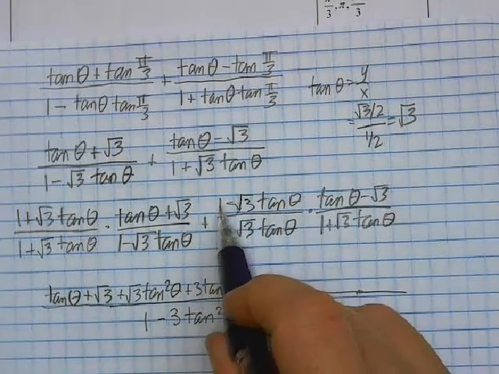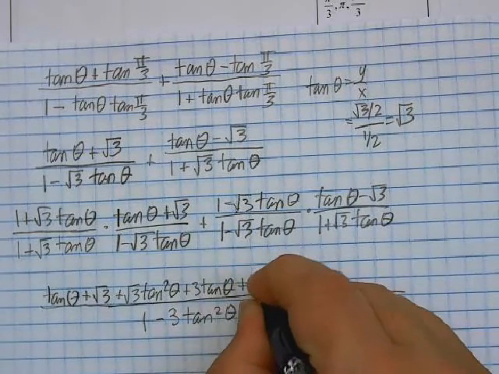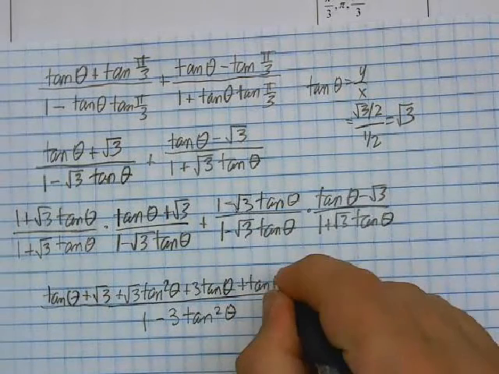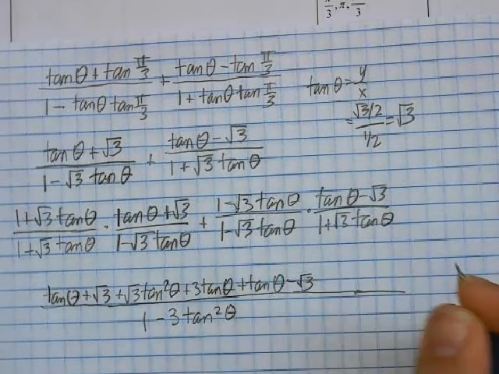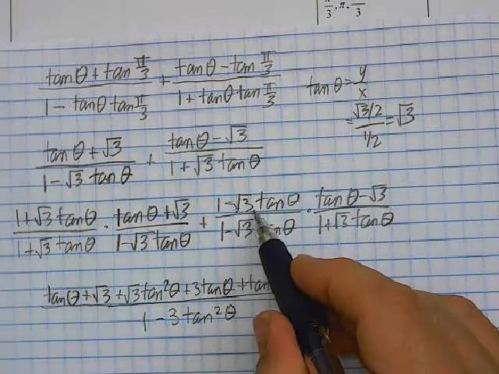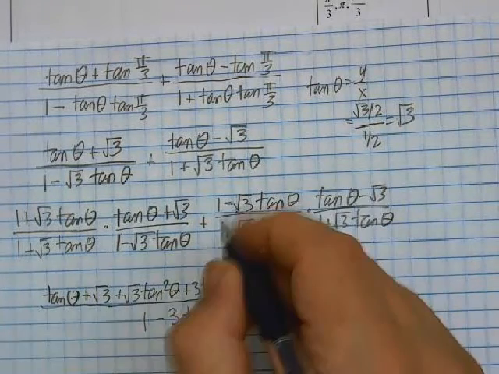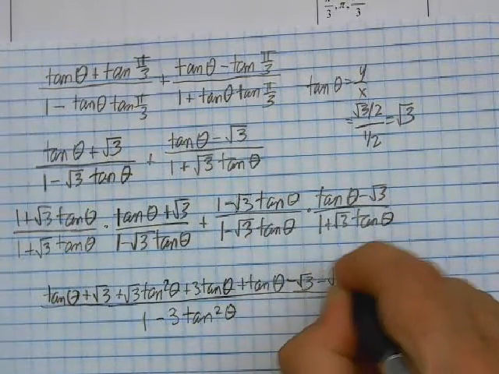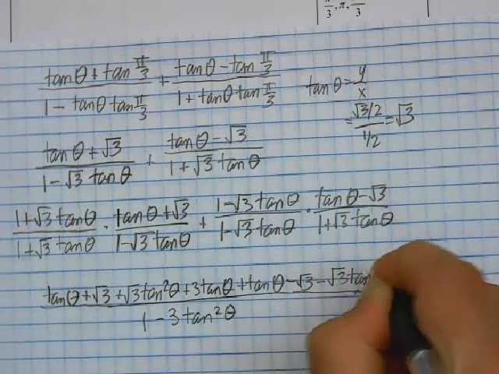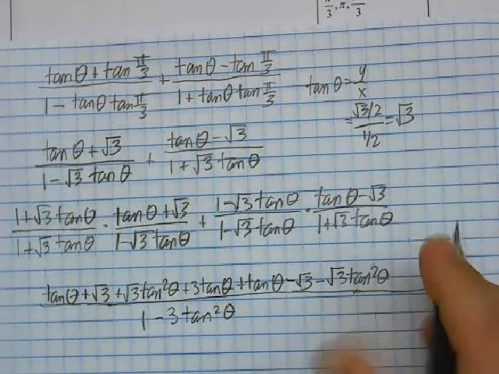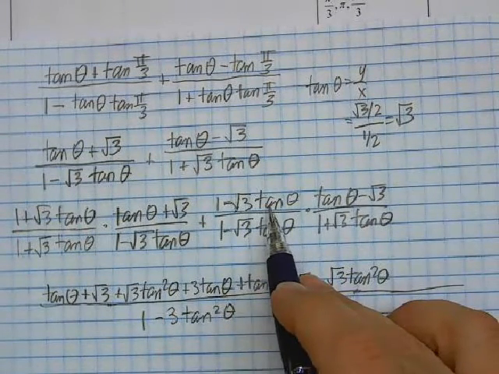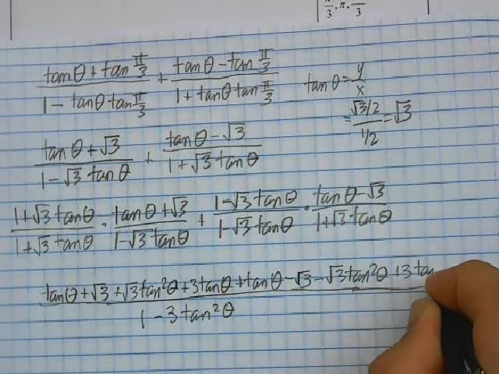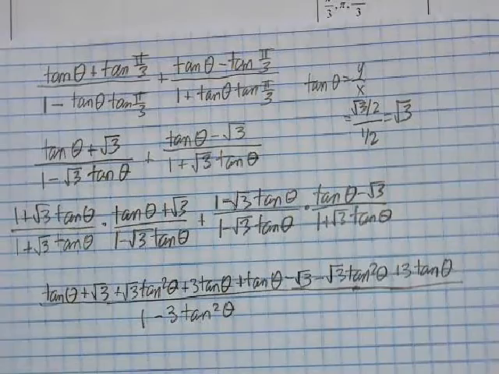Now the right side, 1 times tangent theta is tangent theta. 1 times negative radical 3 is negative radical 3. Negative radical 3 tangent theta times tangent theta is negative radical 3 tangent squared theta. And then negative radical 3 tangent theta times negative radical 3 is 3 tangent theta.